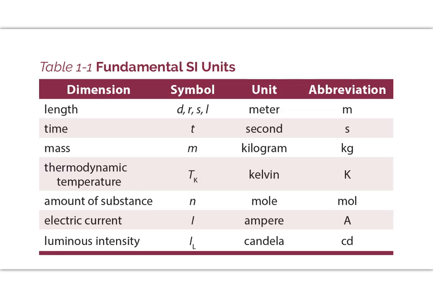So if you look at the basic fundamental standard units here, you have length, time, mass, you have temperature, amount of substance, electric current, and luminosity. You'll see the symbols there for them as we get into some definitions and into some formulas. Those symbols will make more sense. You see the units there in that column, and then the abbreviations for those units, which will be very useful as we go through some of our problems.